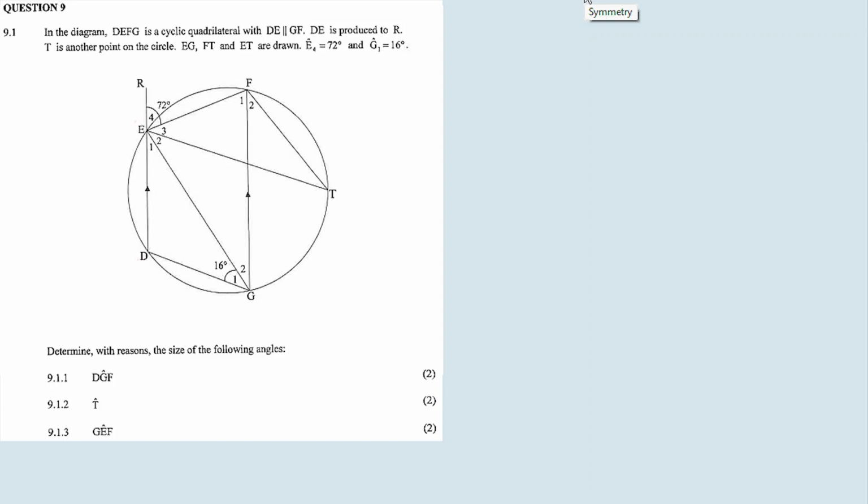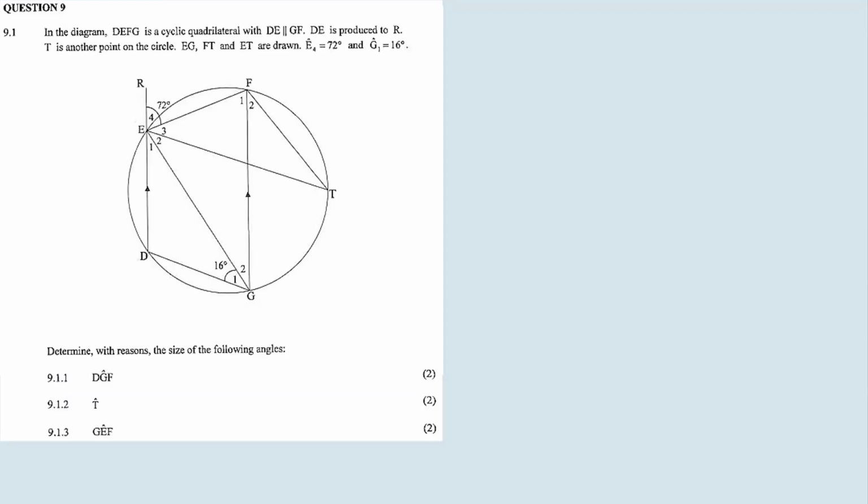In this recording, we will basically discuss Euclidean geometry. So, question 9. There are two questions: one for circle geometry and the other one is for the proportionality theorem, question 9.2.